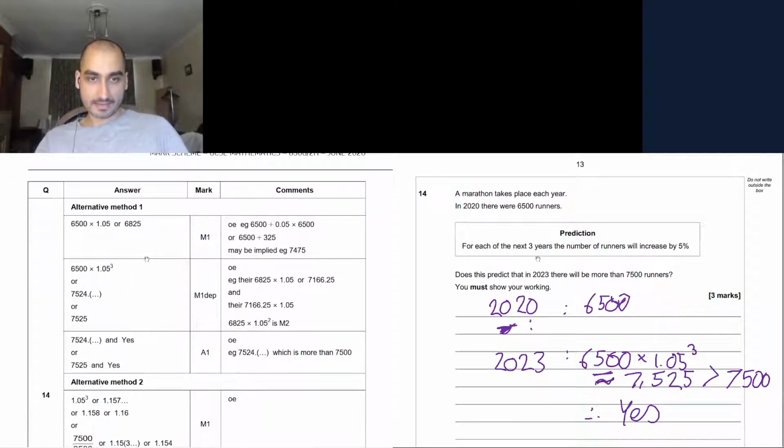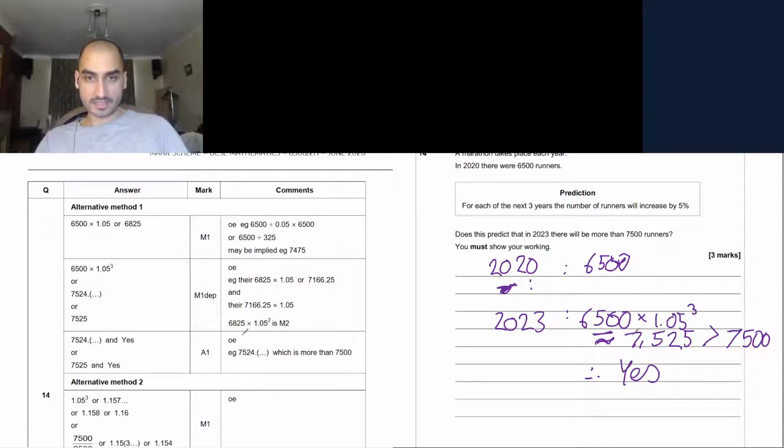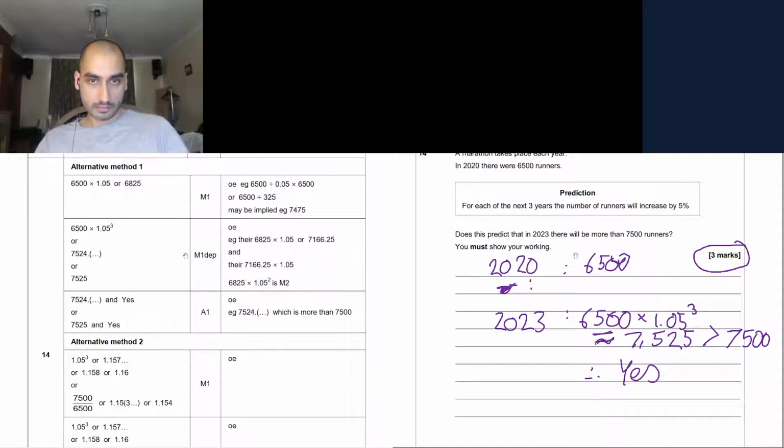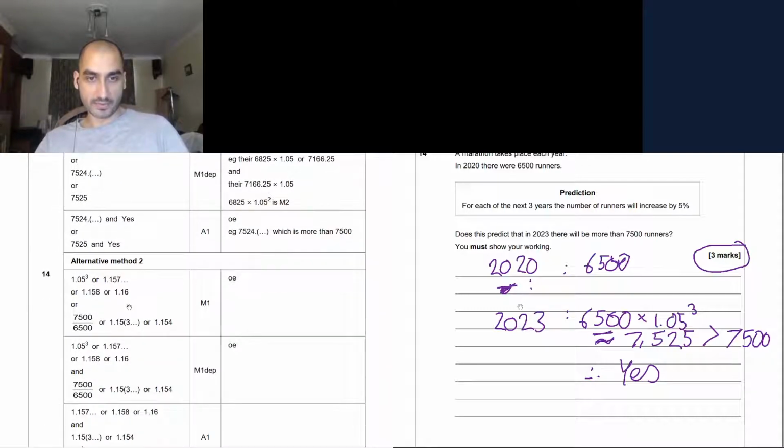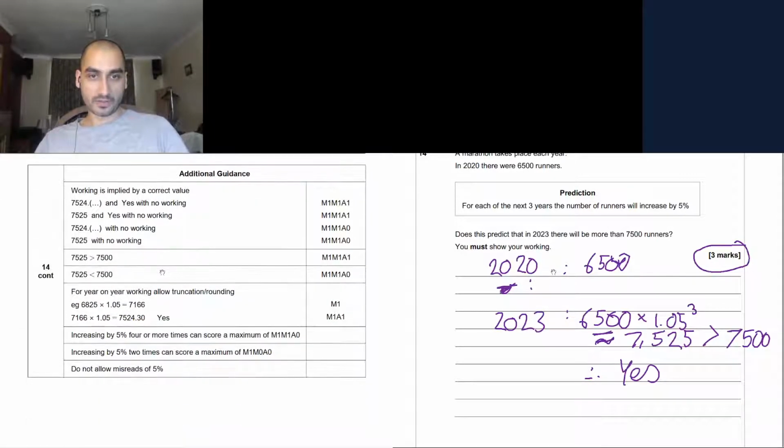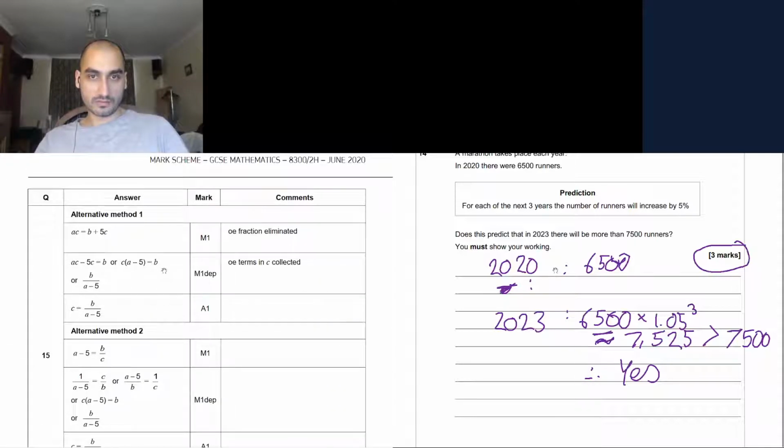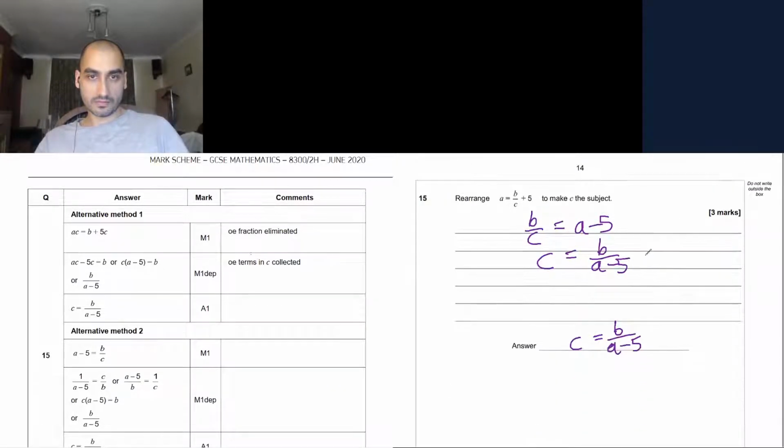So the answer is yes to the marathon question. And I said 7525, which is more than 7,500. Yep. You need a yes, I think. M1 depend. I think you have to say the word yes at some point. Right. B over C equals A minus... So yeah, C equals B over A minus 5. Yeah. Seems fine.